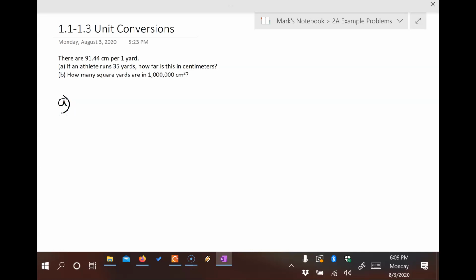First thing we want to do is take this quantity, a distance, 35 yards. Let me go ahead and abbreviate yards as YD. And I want to convert that into centimeters. I've been given the conversion factor, right? So we know that 91.44 centimeters is equal to 1 yard. And sometimes you'll see a conversion factor written like that.